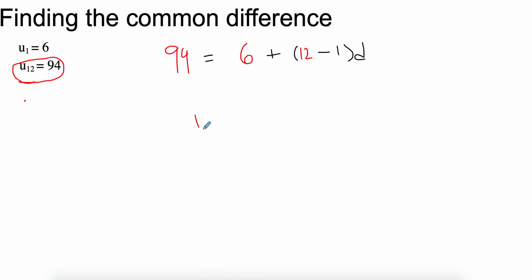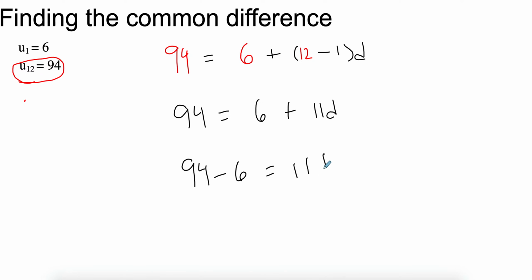Remember that your Un and n have to match. So this is the actual term, and this is the position of the term. So the actual term is 94, and its position is 12. And you just solve it for d now. So it's quite straightforward. You have 94 equals 6 plus 12 minus 1, that's 11, so 11d. And so you have 94 minus 6 equals 11d. And so you have 88 equals 11d. And so d is equal to 8.